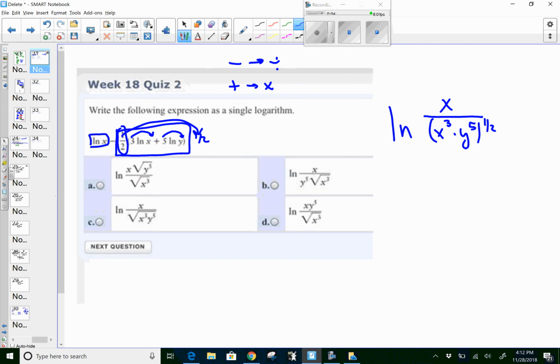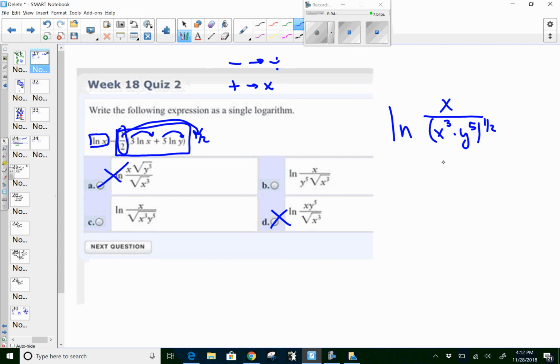And so now, again, I have to find one that matches. So this doesn't just have an x by itself at the top, so that one is out. This one has an x at the top, this one has an x at the top, and this one does not. So again, I want to find between this and this one, which is the one that matches.